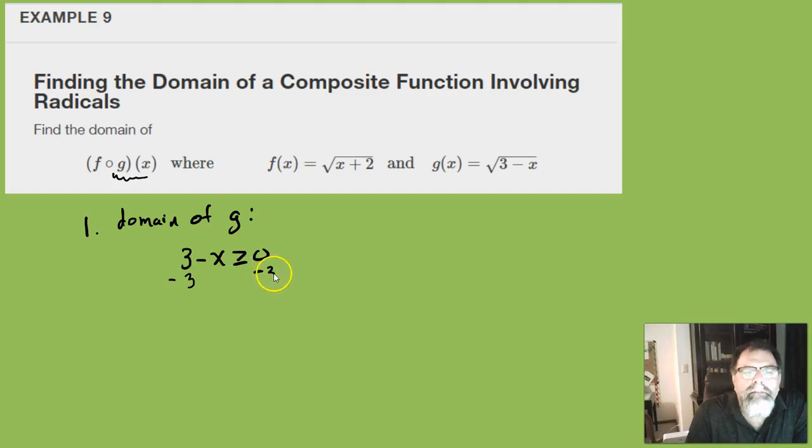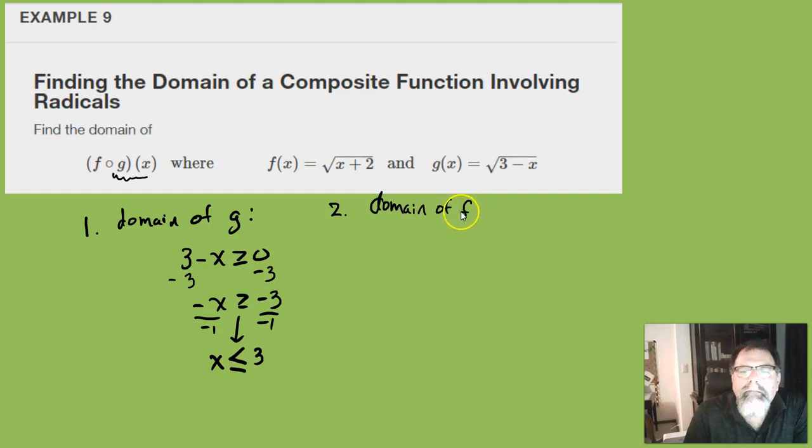So we solve this. So we subtract 3 from both sides, divide by -1. And again, I want to point out, if you divide both sides by a negative, you got to flip the inequality sign. So x is less than or equal to 3. Then we look at the outside function, f. So what's the domain of f? And domain of f is square root. So again, it's a root, so the radicand has to be positive, or 0, has to be non-negative, so greater than or equal to 0.